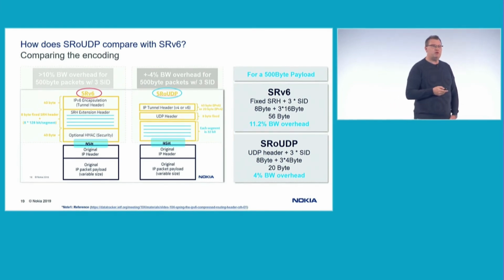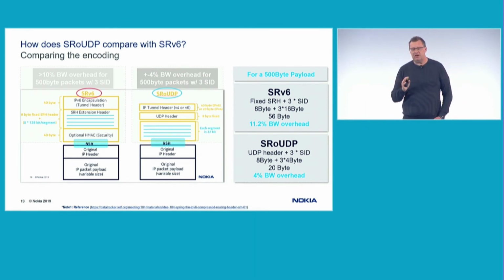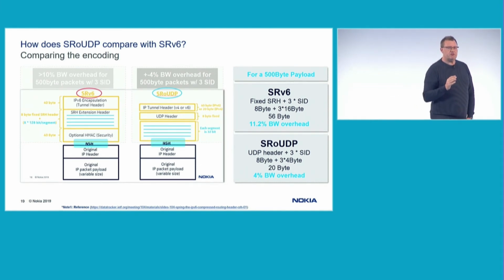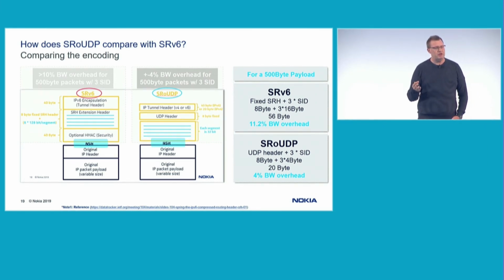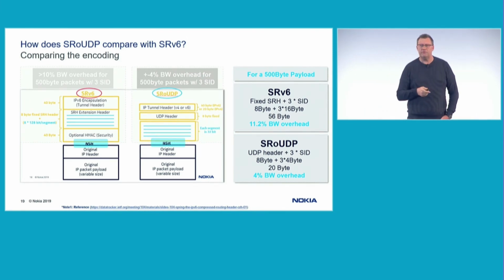With respect to bandwidth overhead, in the interest of time, I'm going to go a little quicker here. If you look into SRv6, we already talked before. If you have 3 segments the packet needs to go through, and a classic 500-byte payload packet, then for SRv6, because of the larger segments, we end up with about 11% overhead. In segment routing over UDP, we end up with about 4% bandwidth overhead. Again, it doesn't look like a lot, but bandwidth doesn't come for free. You need to be aware of it.